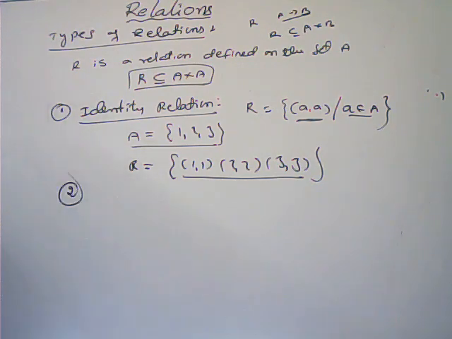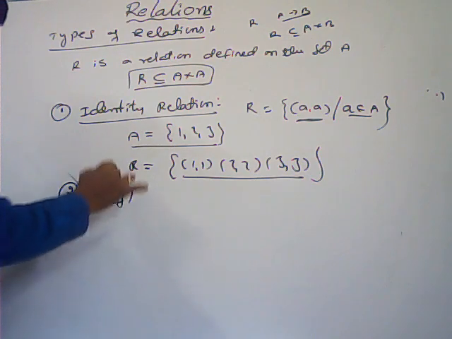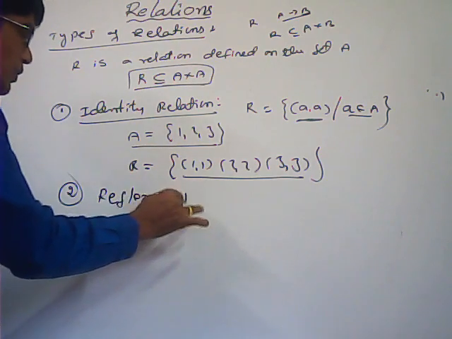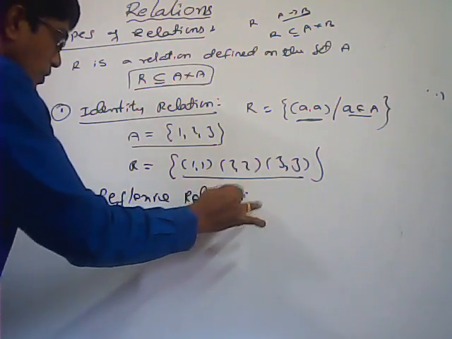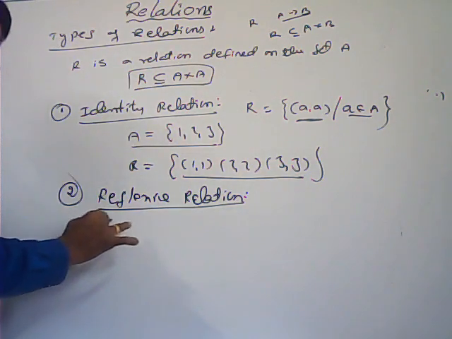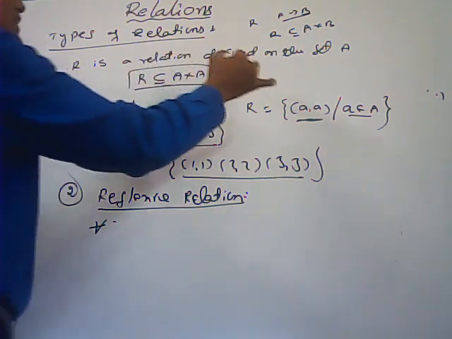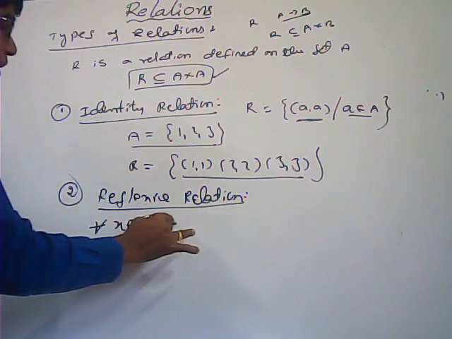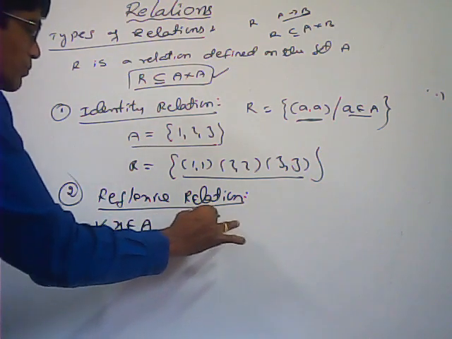Second one, see the difference between all these also. Second one, reflexive relation. And here I will show the difference between identity relation and reflexive relation also. Reflexive relation. Now here you can see for everywhere the relation R depends on the set A, so R is subset to A cross A only. For every x belongs to A, ordered pair x comma x belongs to R.